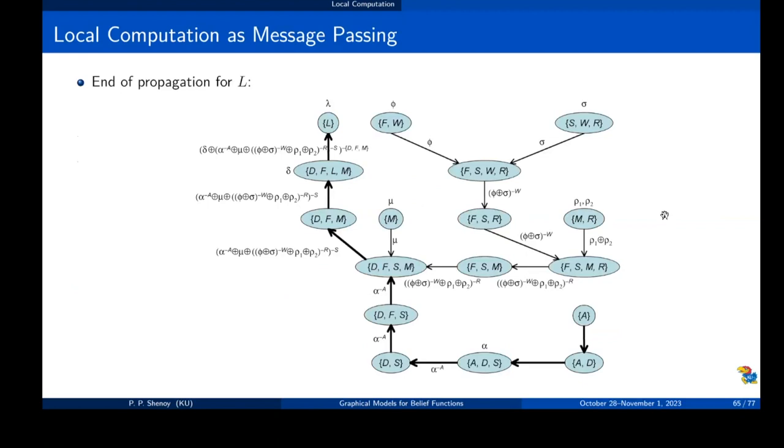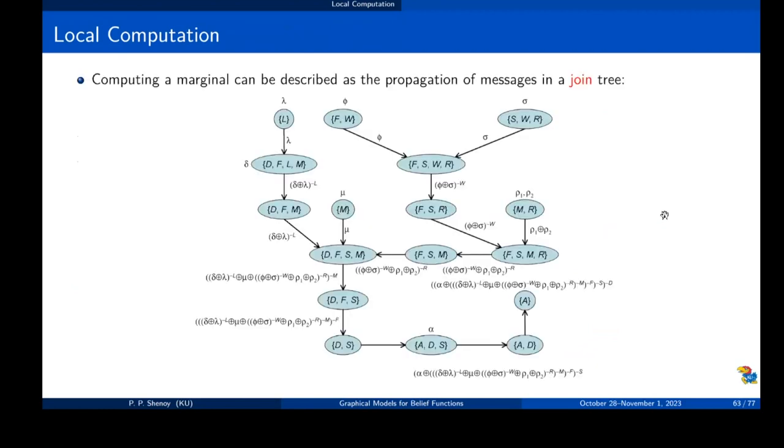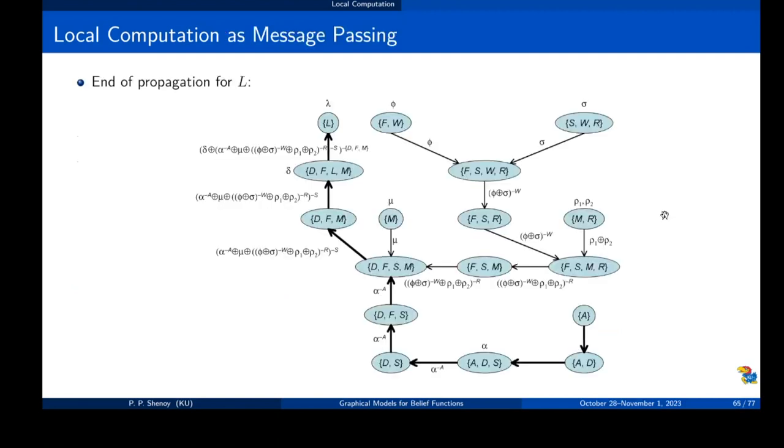You'll notice that the only arrows that change direction are these. If I compare this with the previous tree, with L as the root, some of these arrows had to be reoriented because arrows now go towards L, while these arrows don't change. The bolded arrows are the ones that changed, and the other ones didn't. Those are the only new messages that I have to compute.